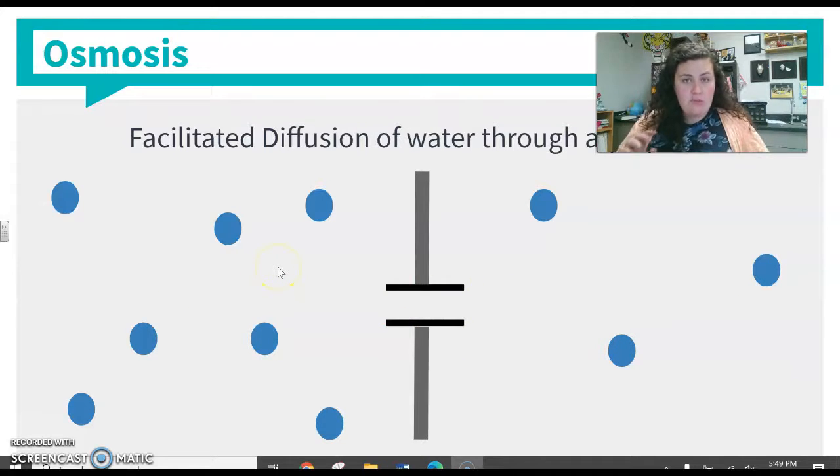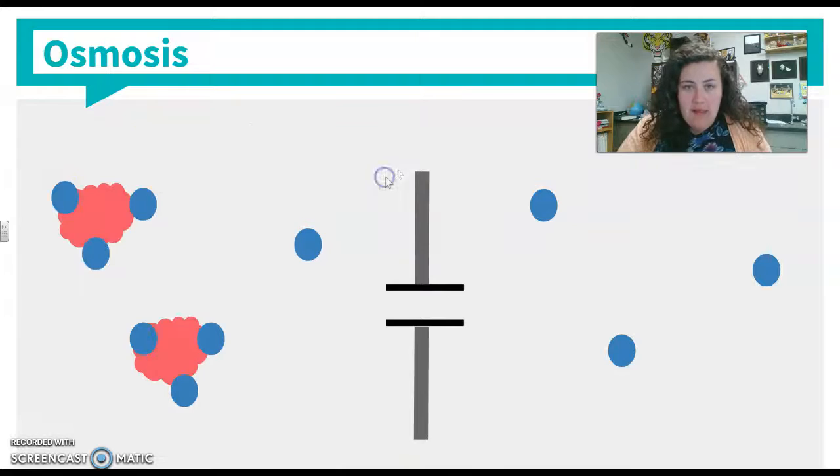Now, those molecules will continue to move back and forth, but you're always going to have a rough equal amount on each side. So in this case, there's 10 total molecules. The molecules may be moving back and forth, but you're still going to have, most of the time, 5 on each side. They want to be equal. They want to diffuse to equilibrium. Okay? But what if we have some other molecule in here that is messing with these waters?